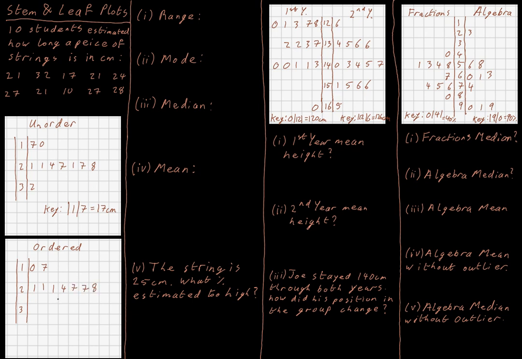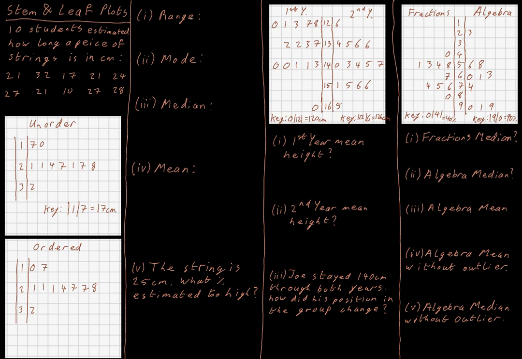And now we have our ordered information. We start with the smallest number being 10, and we can then go up to the largest number, which is 32, and everything is listed from smallest to biggest, as we often want it for our data when we're doing our interpretation of the data sets that we're given. So now we have our ordered stem and leaf.